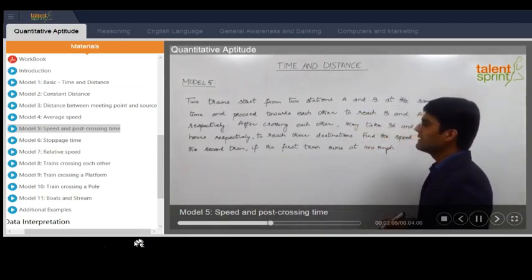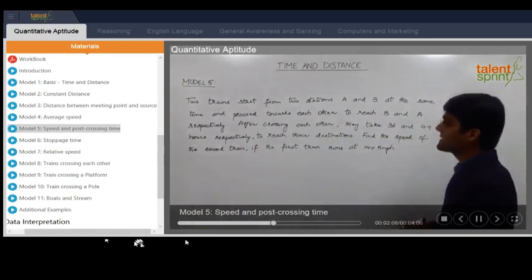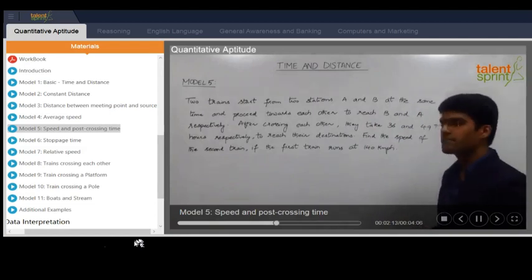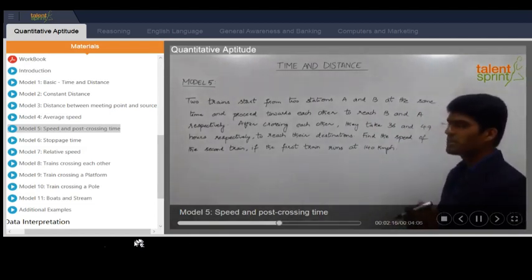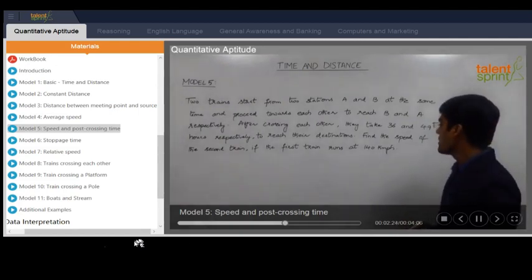The question here is, two trains start from two stations A and B at the same time and proceed towards each other to reach B and A respectively. After crossing each other, they take 36 and 49 hours respectively to reach their destinations. Find the speed of the second train if the first train runs at 140 kilometers per hour.